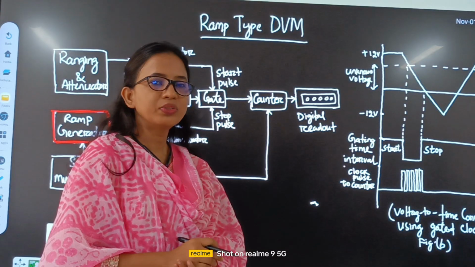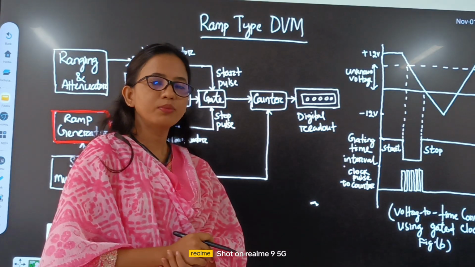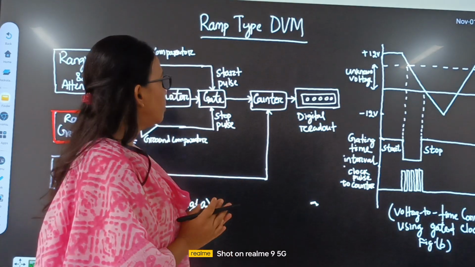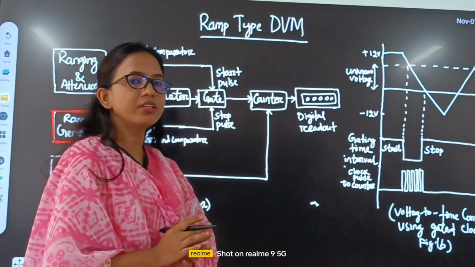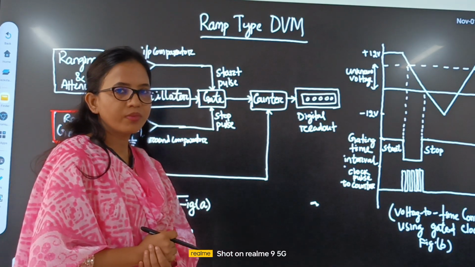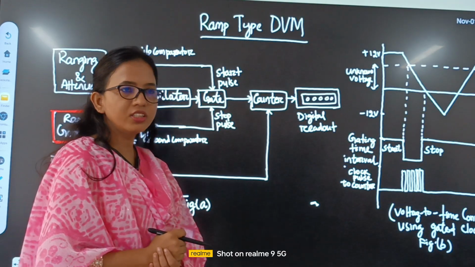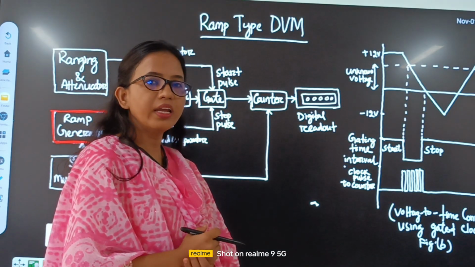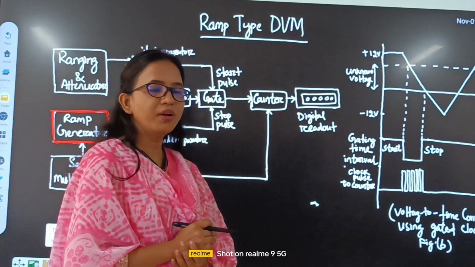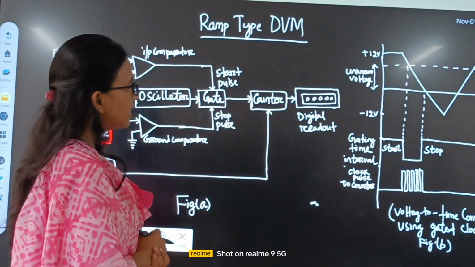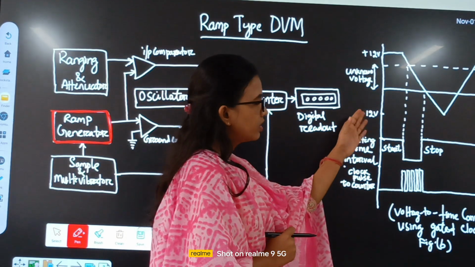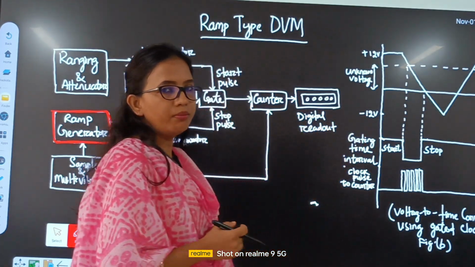Hello students, today in this video I am going to cover the topic ramp type DVM. First we have to know why it is named as ramp type DVM. DVM means digital voltmeter. Here the voltage is being measured with the help of a ramp signal. That's why it is called the ramp type digital voltmeter. So let's see the block diagram and the voltage to time conversion of the ramp type DVM.